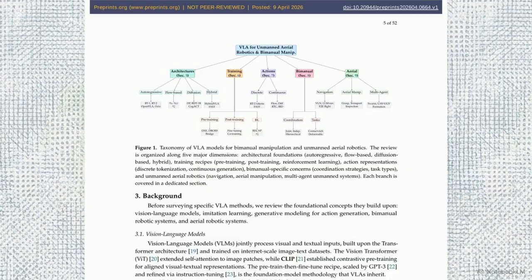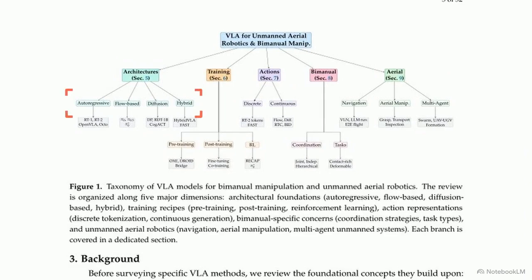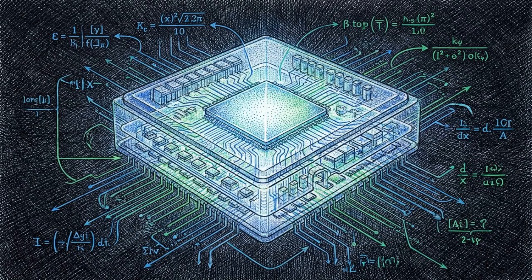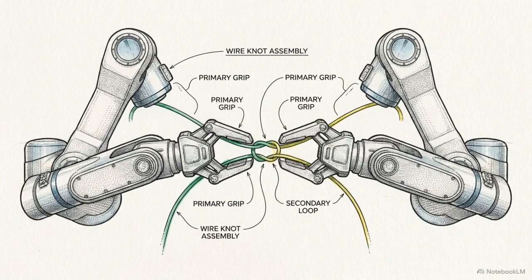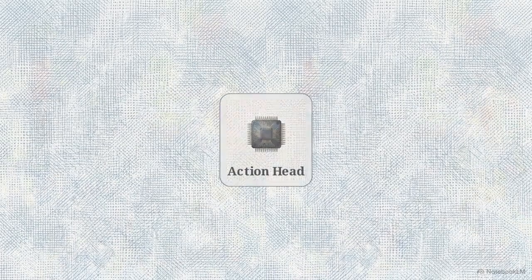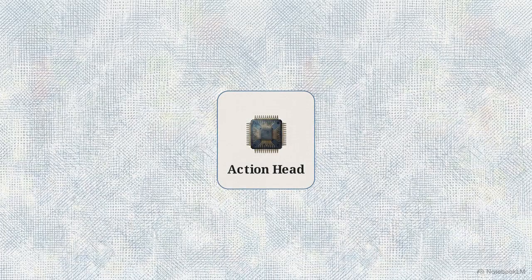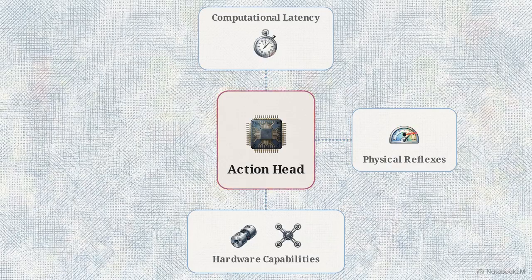To evaluate which system actually works, we can map the entire ecosystem into a strict structural taxonomy. The field is currently split into four competing architectural families: autoregressive, flow-based, diffusion, and hybrid. These four approaches are being evaluated against the most physically demanding scenarios: tightly coupled bimanual arm coordination and under-actuated drone flight. The choice of action head architecture ultimately dictates the physical reflexes, computational latency, and hardware capabilities of the final system.